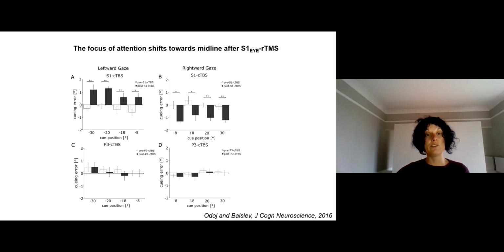So in leftward gaze, we saw a shift rightwards in the locus of attention for all tested locations. And this was the other way around in rightward gaze when the shift was below the line towards the left. So, transcranial magnetic stimulation caused a shift in the locus of attention that was gaze dependent. This was specific for the stimulation area in the somatosensory cortex, and did not occur for the stimulation area in the posterior parietal cortex.